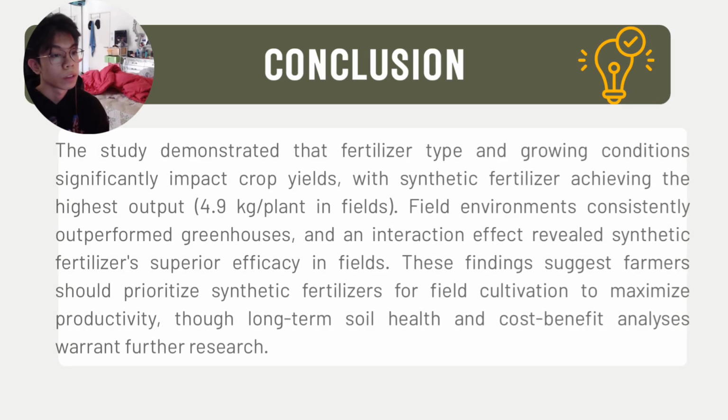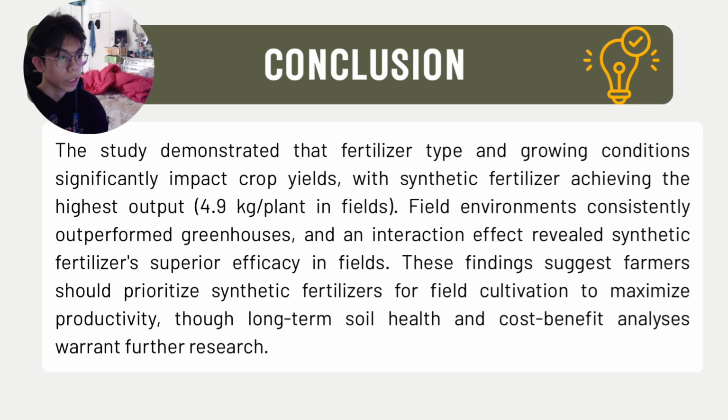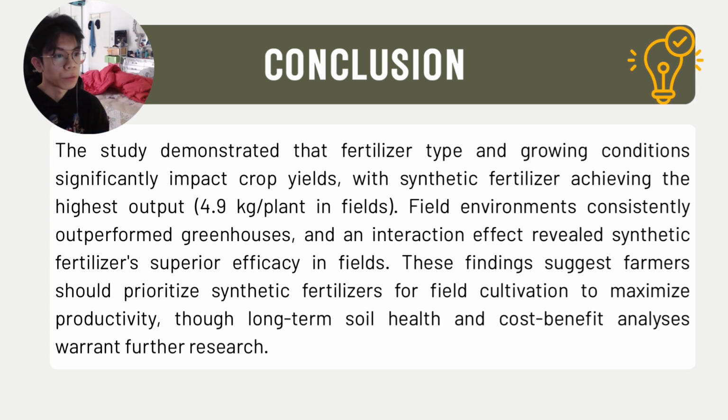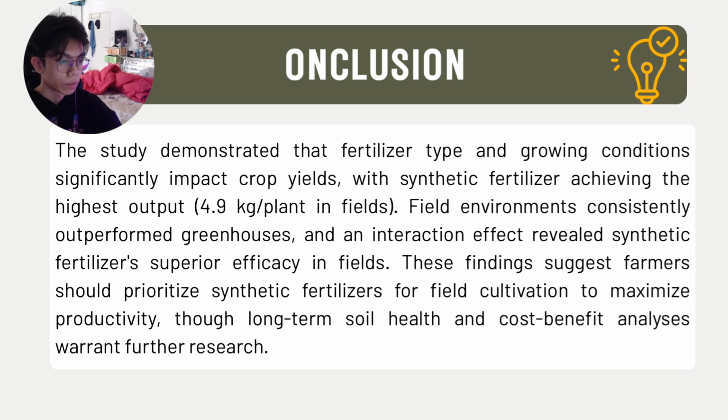And lastly, as for the conclusion, the study demonstrated that the fertilizer type and growing conditions significantly impact crop yields, with synthetic fertilizers achieving the highest output of 4.9 kilograms per plant in fields. Field environments consistently outperformed greenhouses, and an interaction effect revealed the superior efficacy of synthetic fertilizers in fields. These findings suggest that farmers should prioritize synthetic fertilizers for field cultivation to maximize productivity, though long-term soil health and cost-benefit analysis warrant further research.